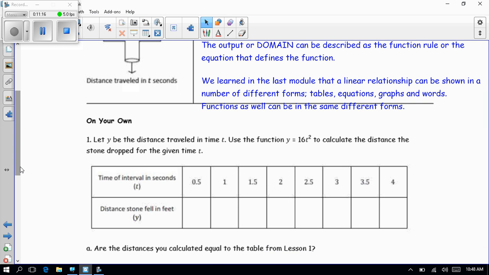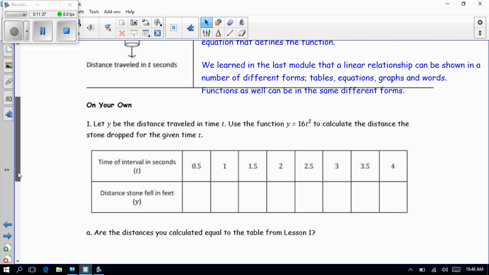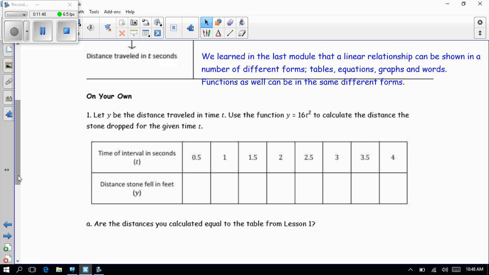So right now, we haven't defined the equation yet, but we're going to in a minute. Y is the distance traveled in the amount of time t, or x. Use the equation function y equals 16t to the second power to calculate the distance the stone dropped over in a given time. Remember your order of operations here. If you're using your calculator, where you're going to want to input it is 16 parenthesis t 0.5 raised to the second power close parenthesis to make your calculator do it in the right order of operations.